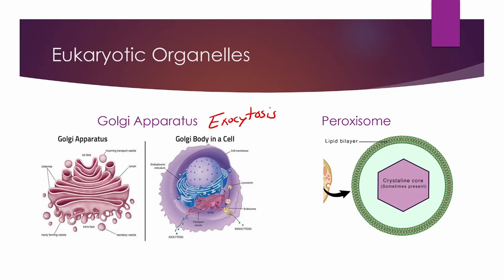Lastly, we have peroxisomes. These obviously contain hydrogen peroxide. One of the primary functions of peroxisomes is the breakdown of very long fatty acid chains via beta oxidation. They also participate in the synthesis of phospholipids and contain some of the enzymes involved in the pentose phosphate pathway. But that's a video for a much later time.